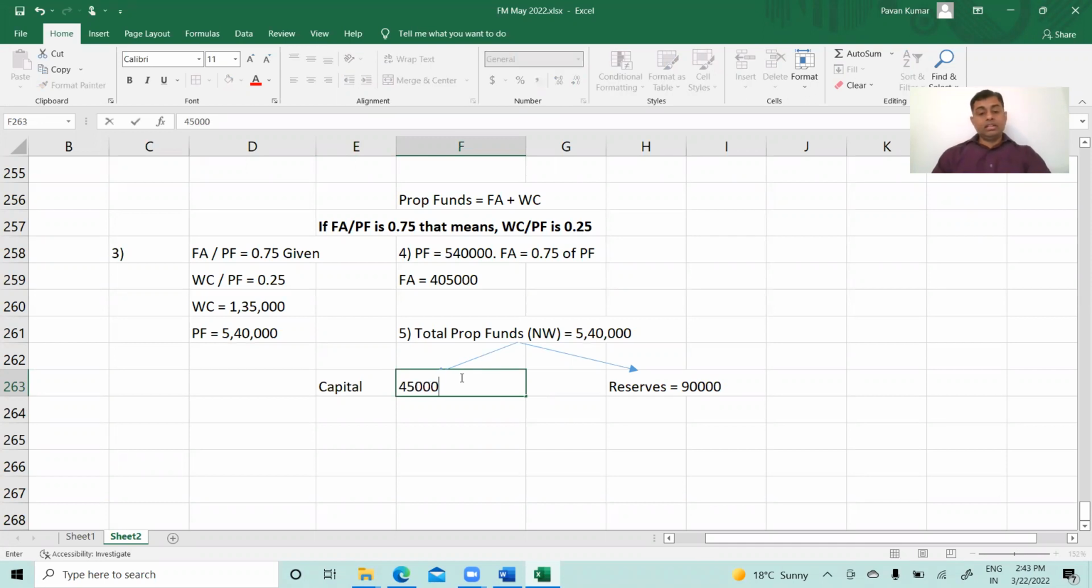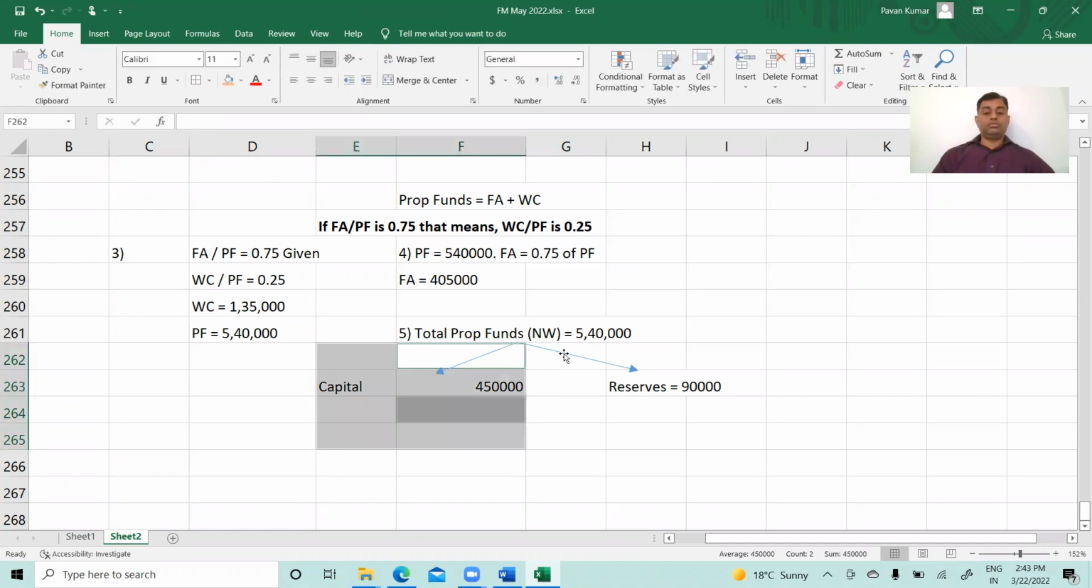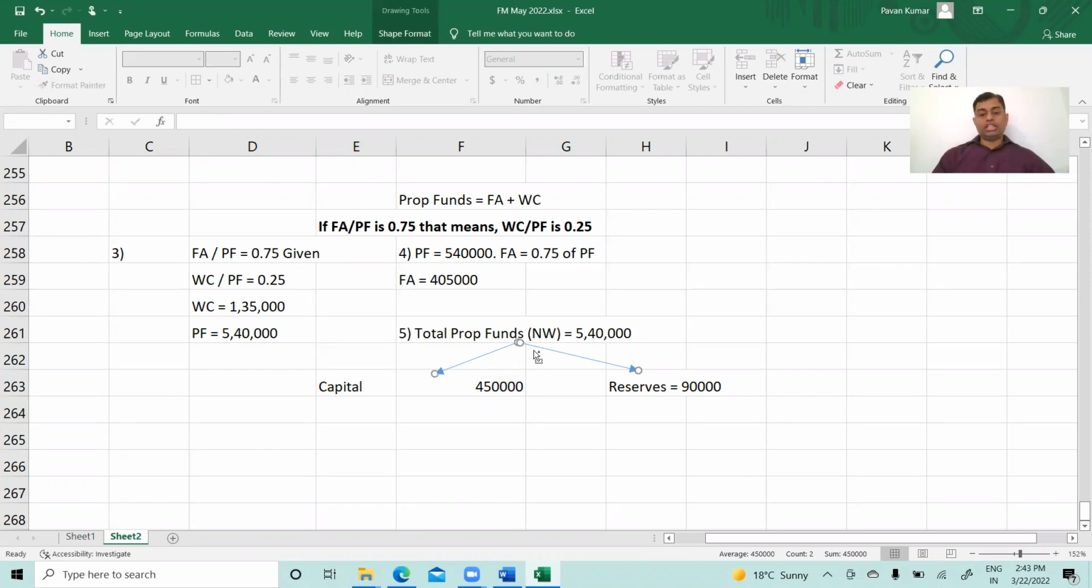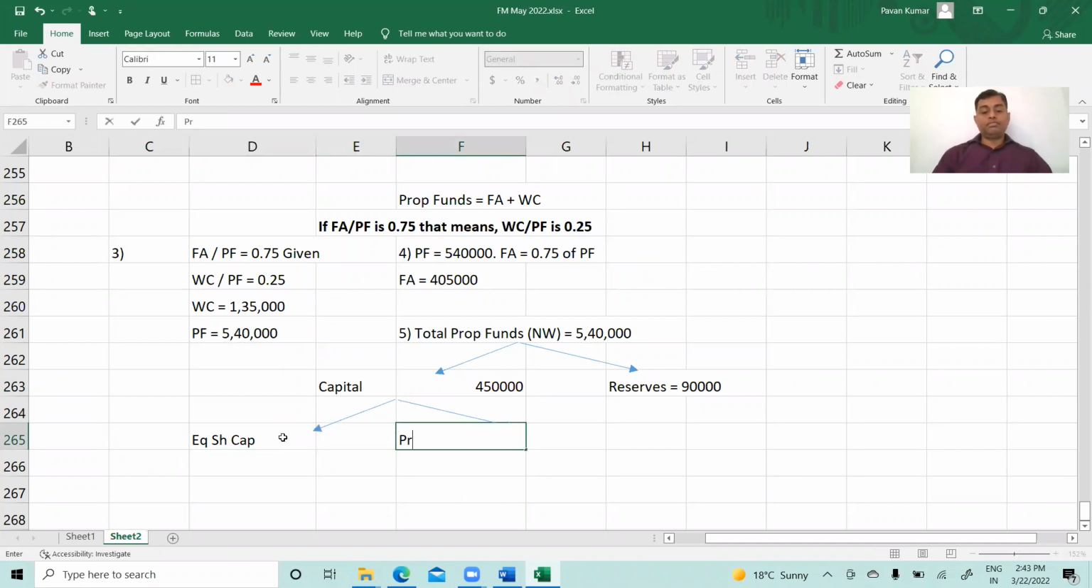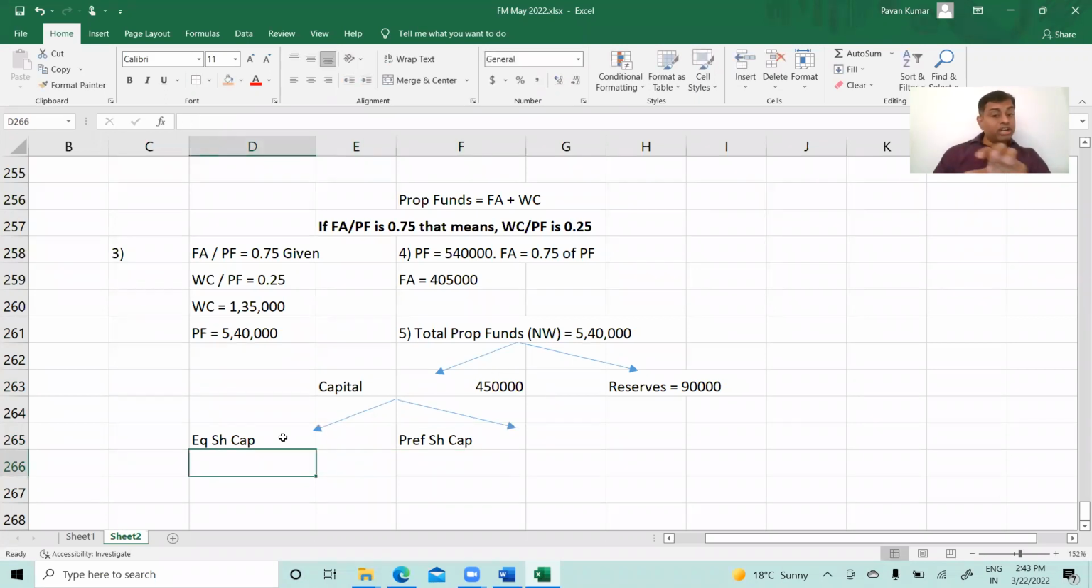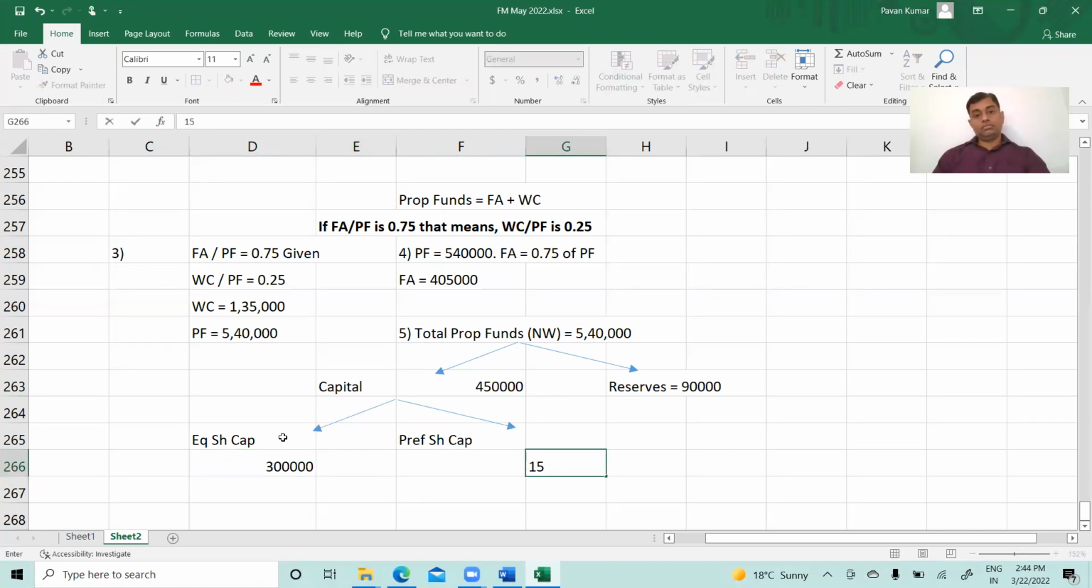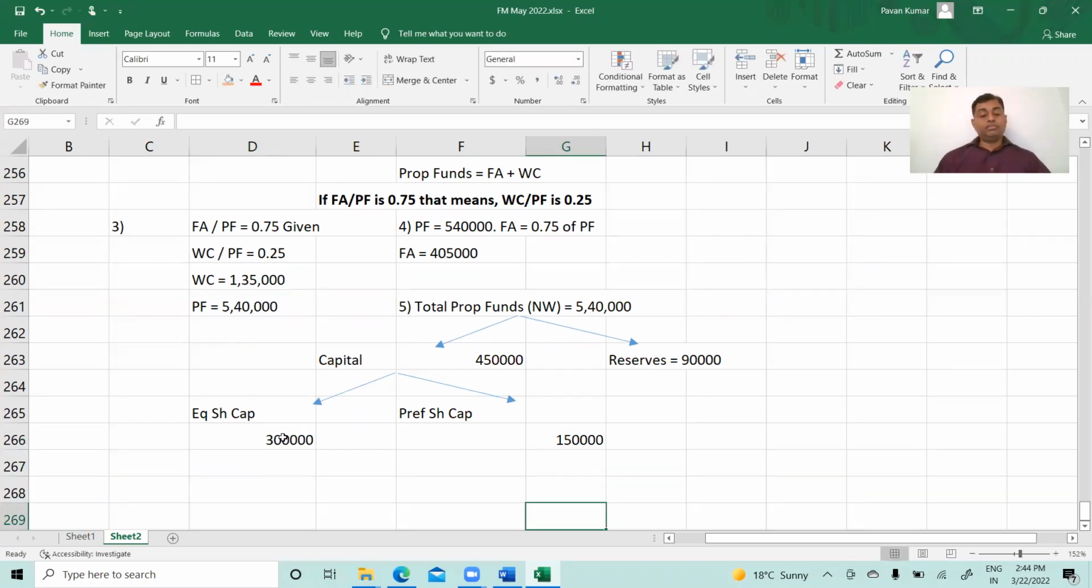4,50,000. In capital, we have 2 types of capital: equity share capital and preference share capital, in 2:1 ratio. Very good. So distribute that 4,50,000 in 2:1 ratio: 3 lakh and 1,50,000. That's all. So the problem is over.